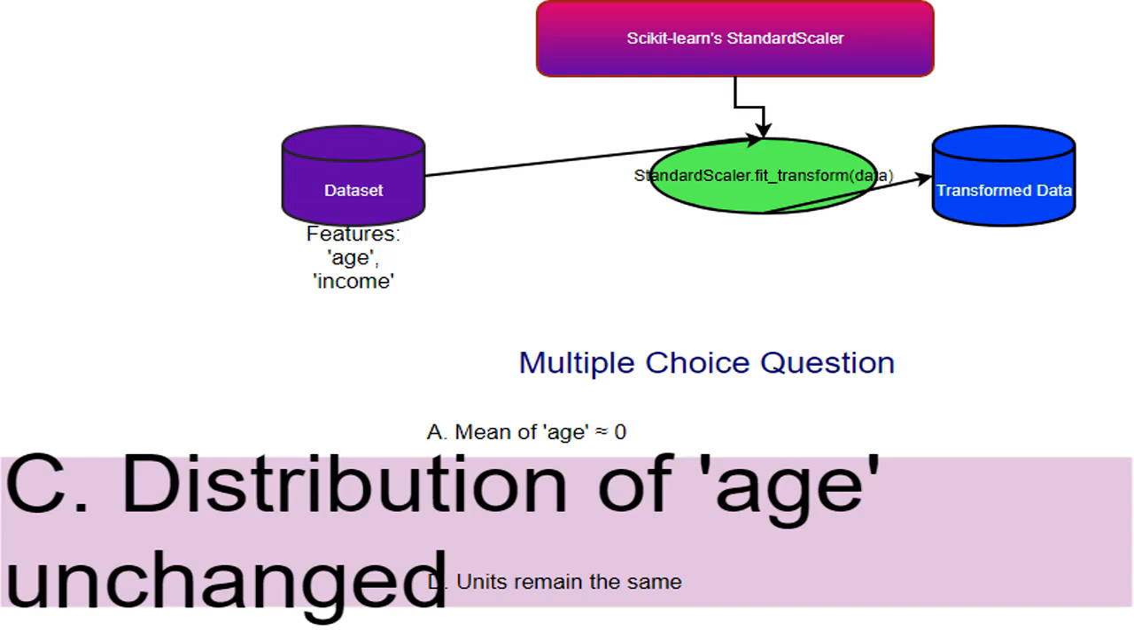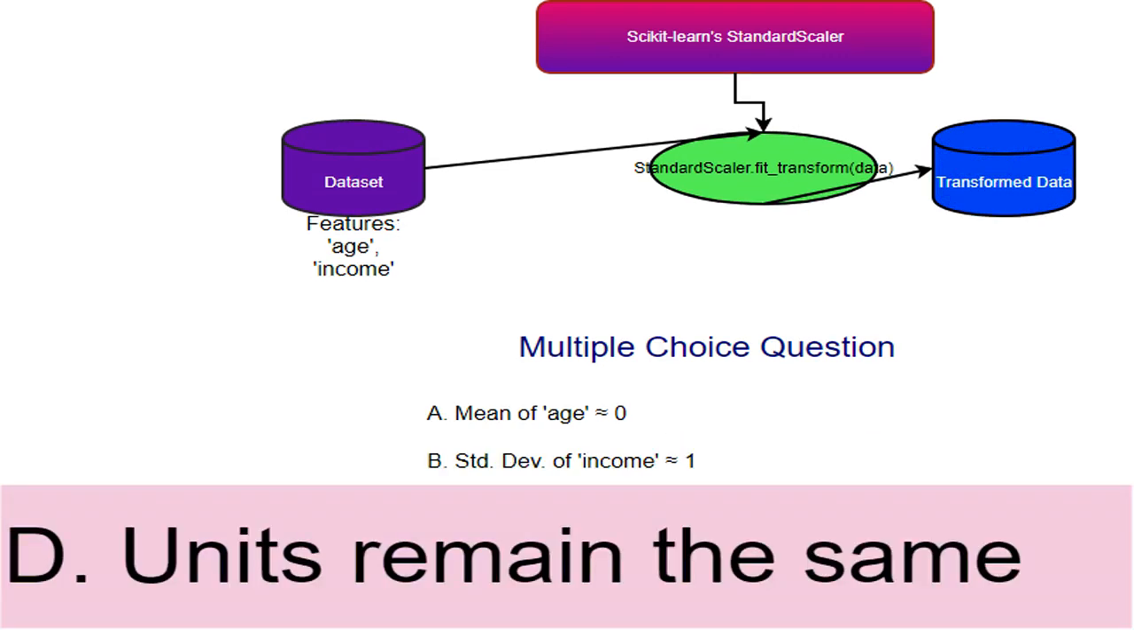This statement asks whether the distribution of the age feature, the shape of the data spread, is unchanged after transformation. This is a key point to consider, as standardization changes the actual values but not necessarily the overall shape of the data's distribution. This asks whether the units of measurement, years for age, thousands of dollars for income, are the same after the transformation. Standard scaler modifies the values, and so units are changed as well.